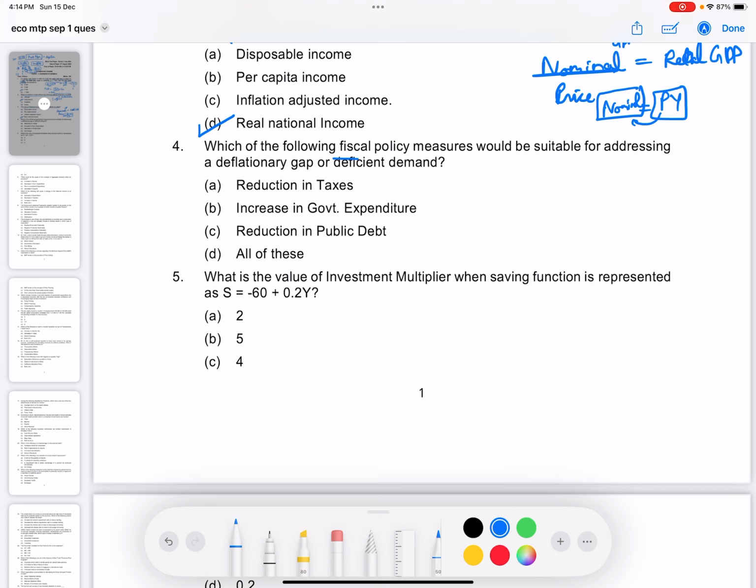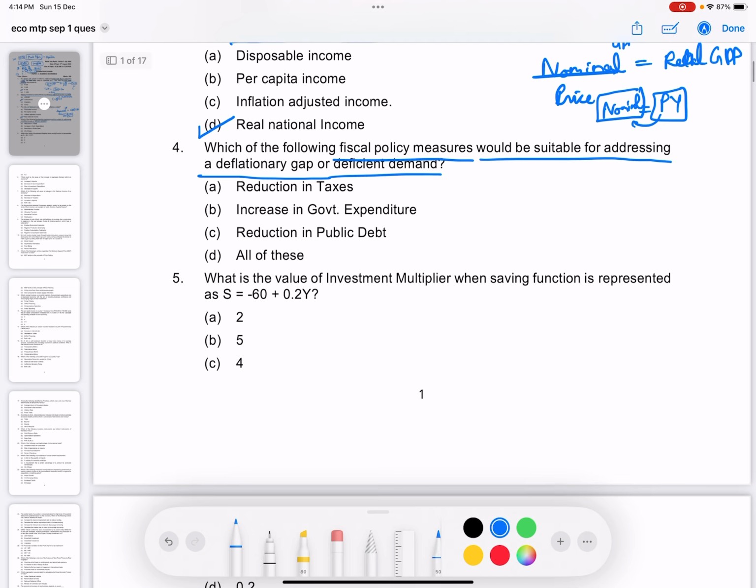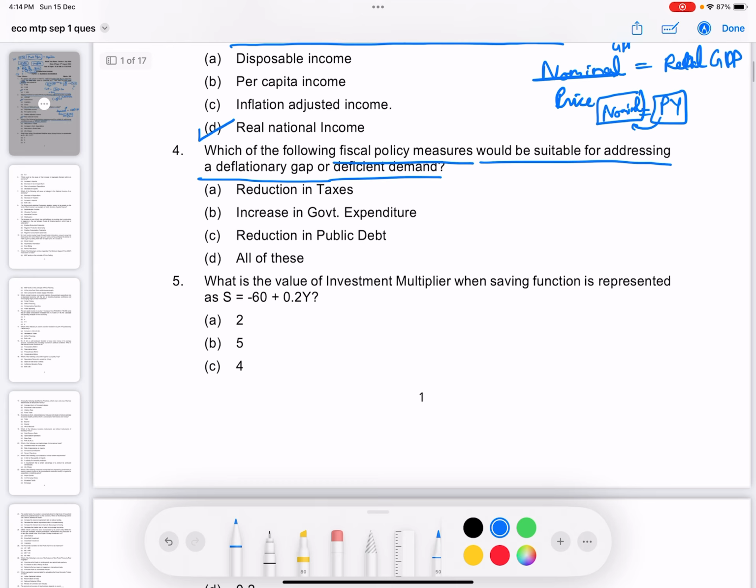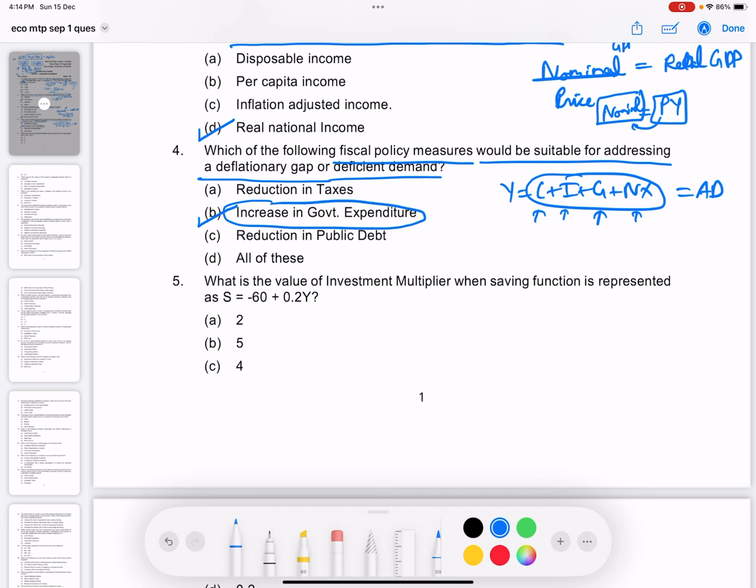Which of the following fiscal policy measures would be suitable for addressing a deflationary gap or deficient demand? So the question is saying that in the economy there is deficient demand, that is, inadequate demand. So we know Y equals C plus I plus G plus NX. This is the aggregate demand, which is low. So the government can increase government expenditure, investment, consumption or net exports. Now, an increase in government expenditure makes sense because this would lead to an increase in AD.